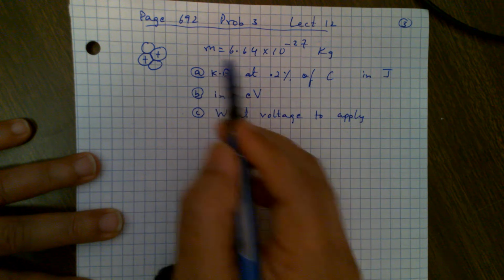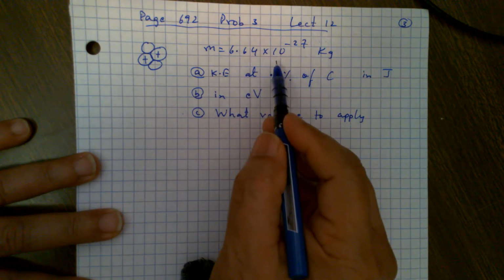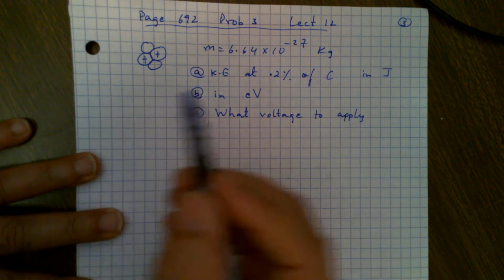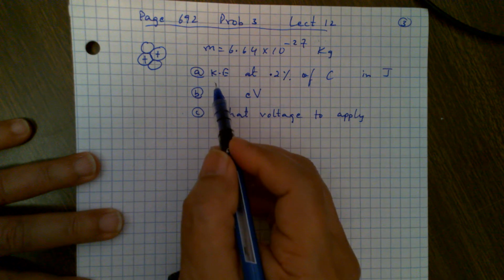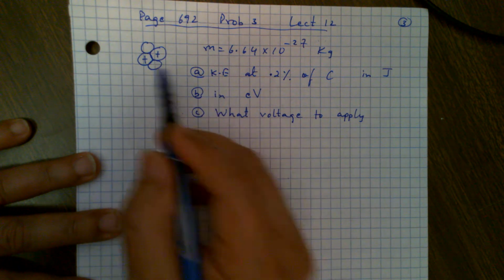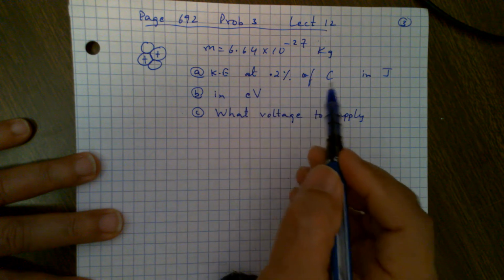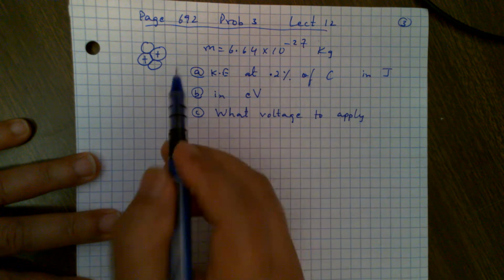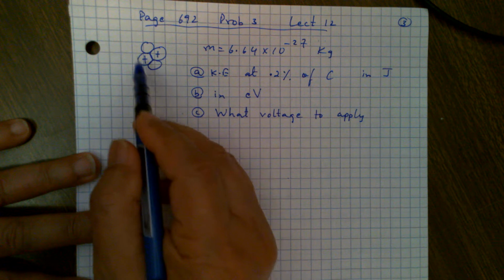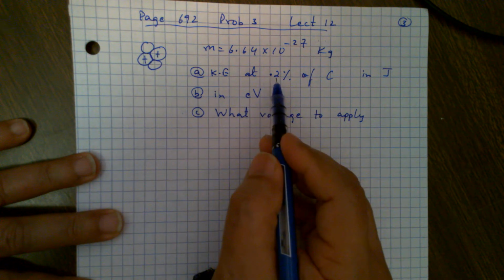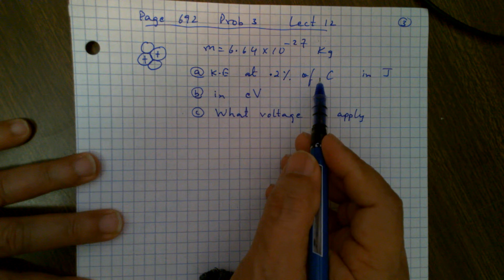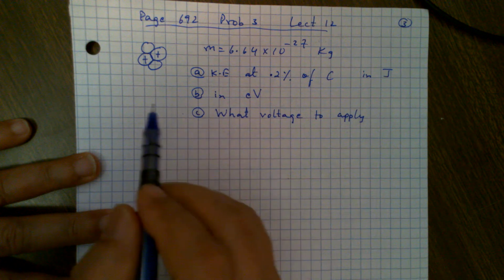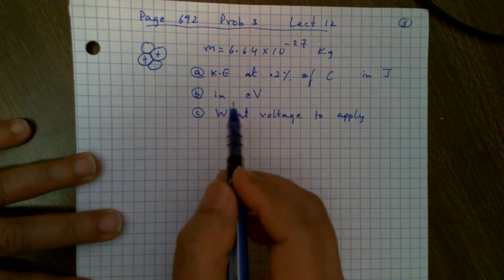The mass of this object is 6.64 times 10 to the power negative 27 kilogram. Now, you want to find the kinetic energy of this object at 0.2% of the velocity of light c, and the unit has to be in joules. What it means is, if you make this object move at 0.2% of the velocity of light, what would be the kinetic energy that it would have? Then B is to give that kinetic energy in units of electron volt.